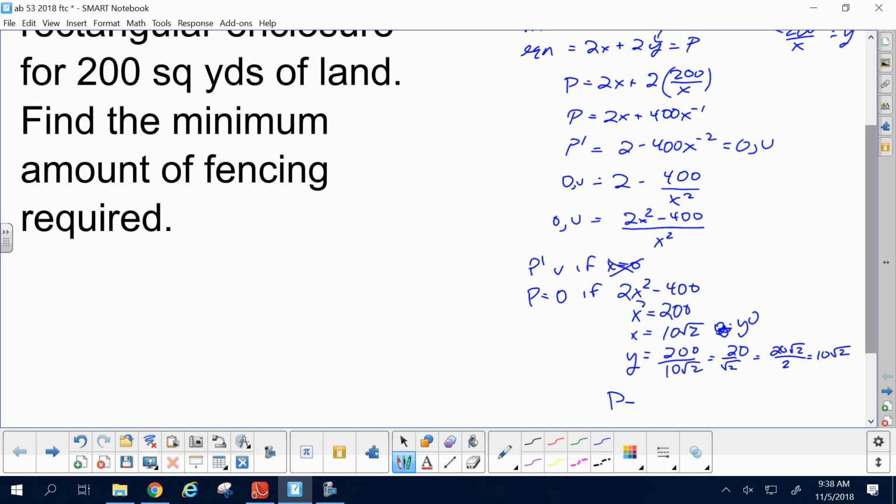And so what's the perimeter? If each side is 10 root 2 and there are 4 sides, 40 root 2 yards is the least possible amount. Or in other words, 1.4, you need about 28 yards of fence, or 280 yards of fence. Okay? Are you with me?